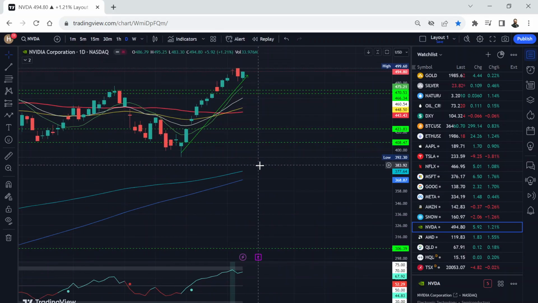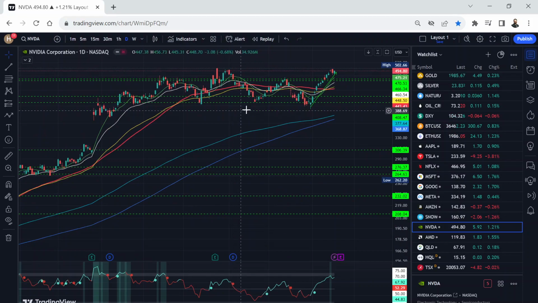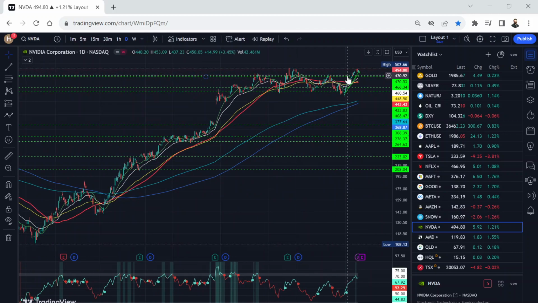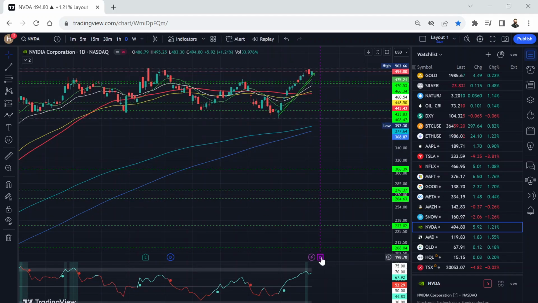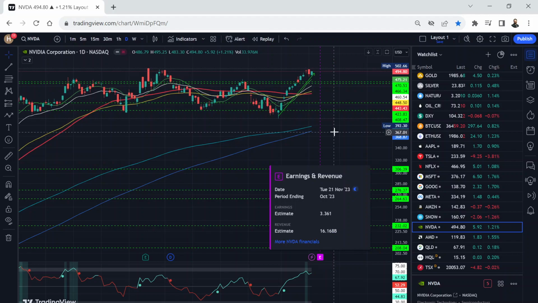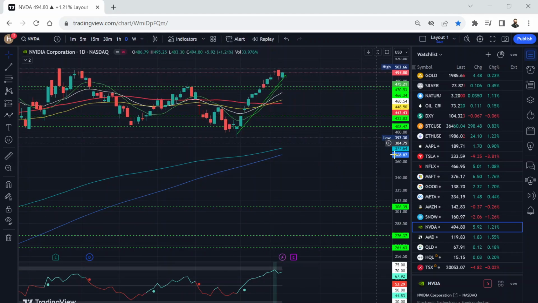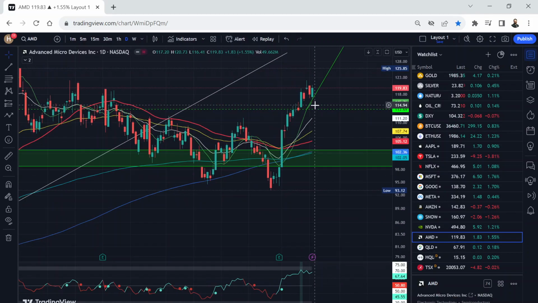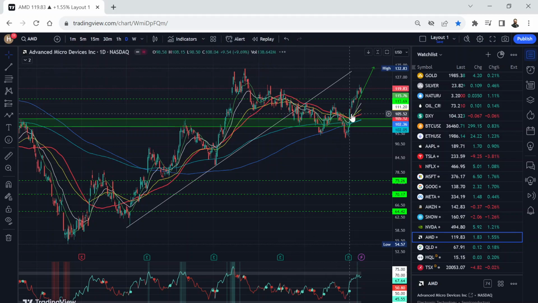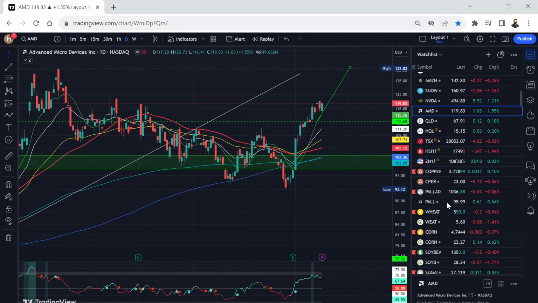NVDA, I don't know what to say. It's like getting ready for new highs. That's it. Nothing much to say. Earnings are soon on 21st of November, so be careful. If you're in profits, look to take profits. Looks like it's very oversold short term. AMD also looking nice, looking for new highs. Everything is good.